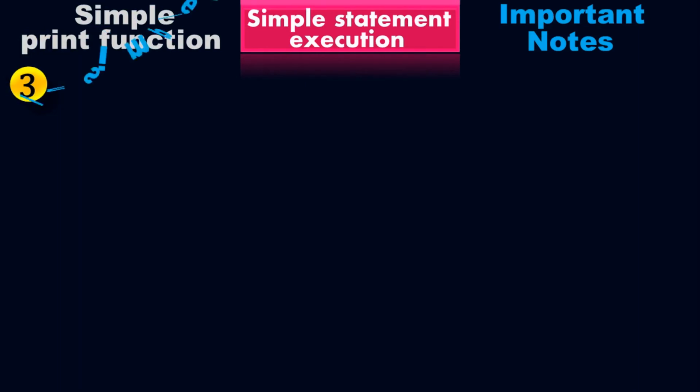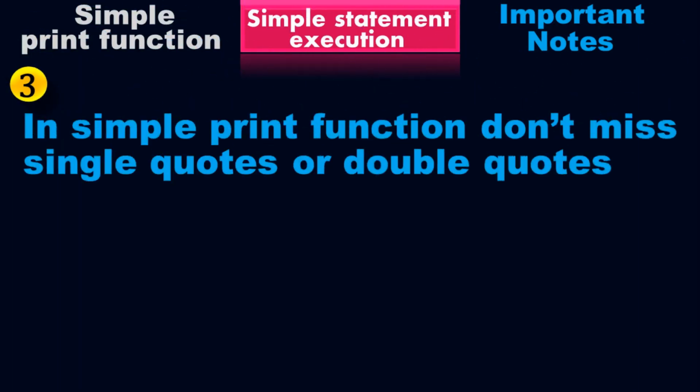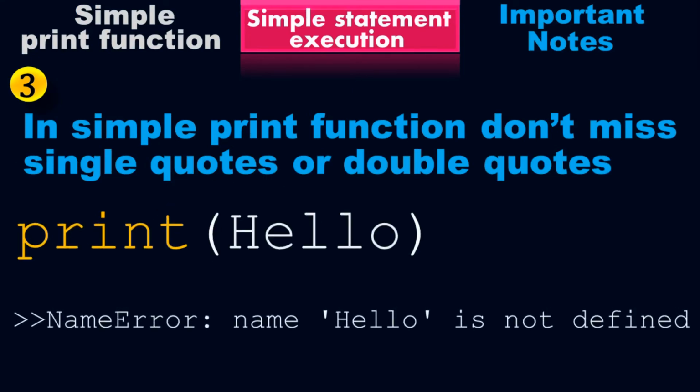Point number 3. In simple print function, don't miss single quotes or double quotes. For example, if I put print of hello, you will get name error. Name hello is not defined. Point number 3 tells us that with the print function, with a simple print function, don't miss single quotes or double quotes. You may use single quotes or double quotes, but never miss them.